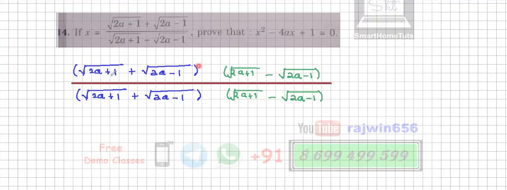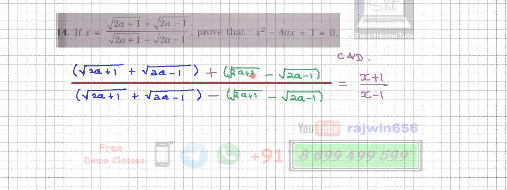Okay, so in the first place I have written the numerator terms, and then in the second place I have written the denominator terms. We are applying over here componendo and dividendo. So in the numerator this will get added, in the denominator this will get subtracted. This term is equal to x, which is x upon 1. So this is going to become x plus 1 upon x minus 1.